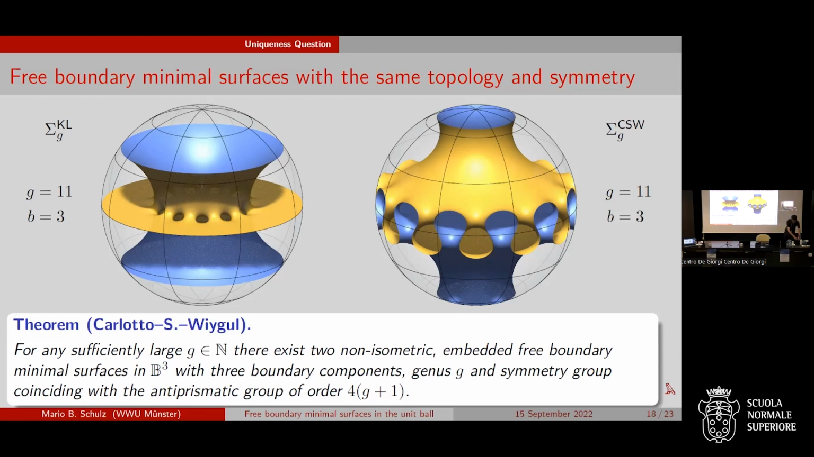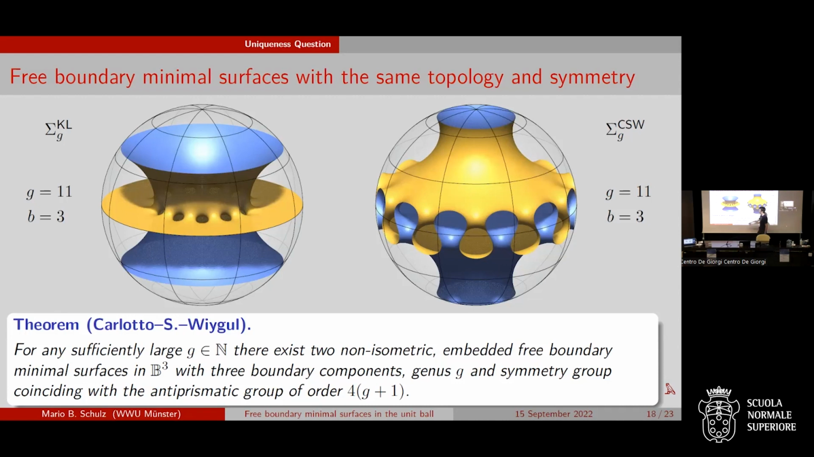So again, I have some models of these, of course. They come as a pair, so I give them to you here. You can compare: these are surfaces both with the same genus, the same number of boundary components, and the same symmetry group.